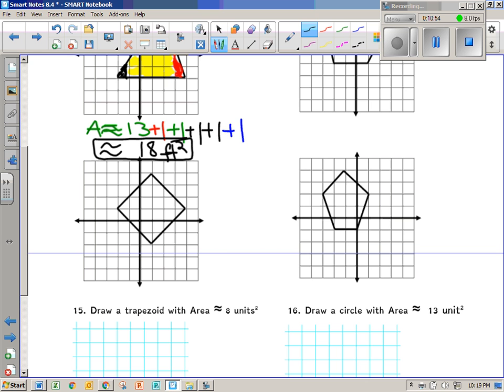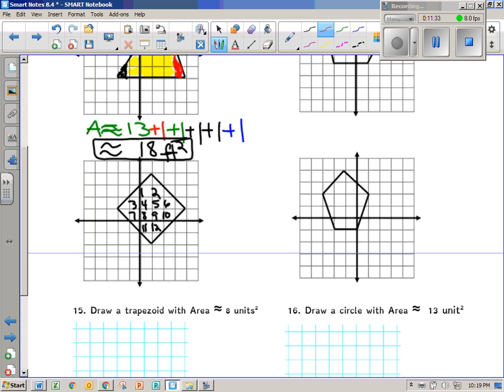Let's try one more together, and then I'd like for you to try some by yourself. So we'll try this one right below it. If you just glance at this one, just to review a little bit, it looks like a parallelogram. It looks like a rhombus. Let's count all the ones that look like they're whole. So we've got 1, 2, 3, 4, 5, 6, 7, 8, 9, 10, 11, 12.